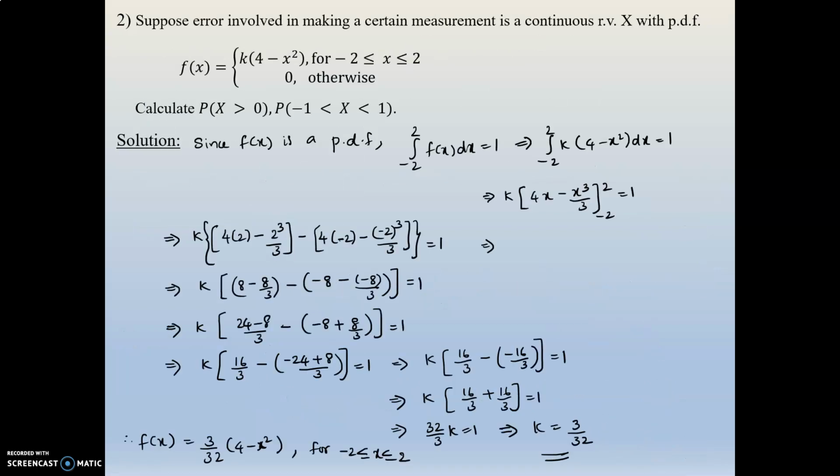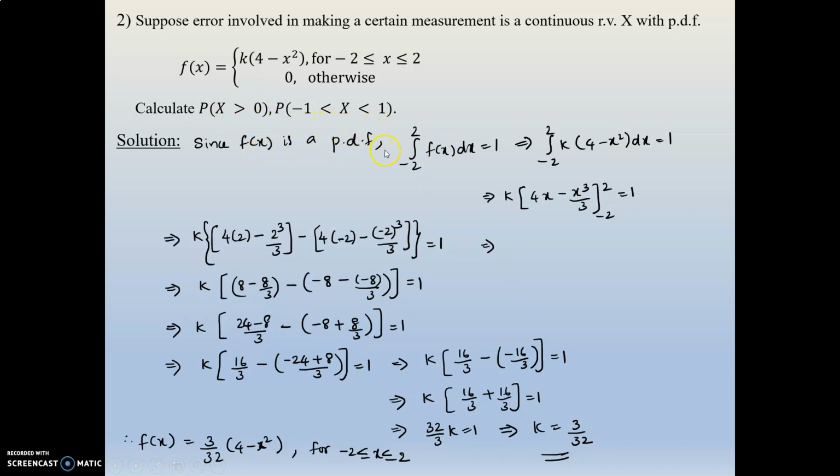Next question: suppose the error involved in making a certain measurement is a continuous random variable x with PDF f(x) = k into (4 minus x square) for minus 2 ≤ x ≤ 2 and 0 otherwise. Calculate the probability of x greater than 0 and the probability of minus 1 less than x less than 1.